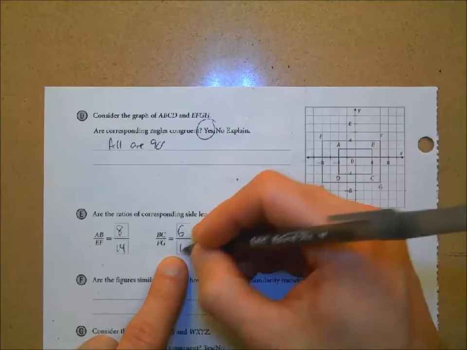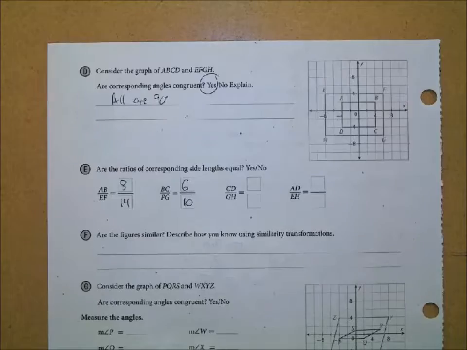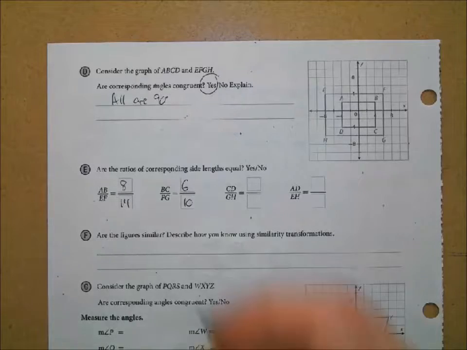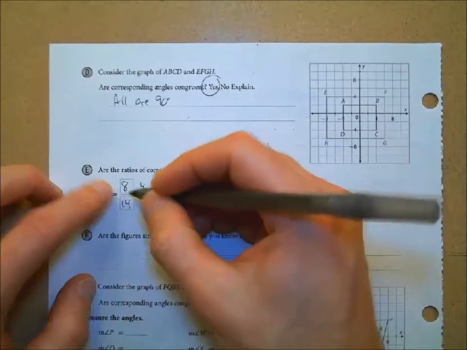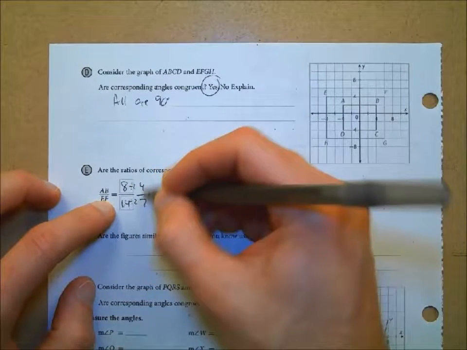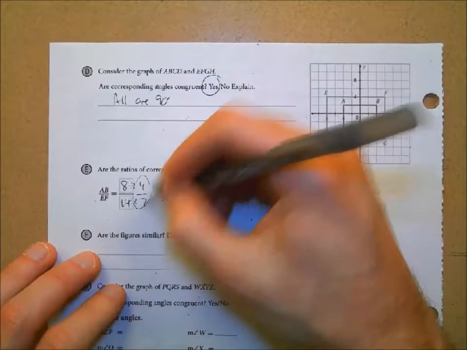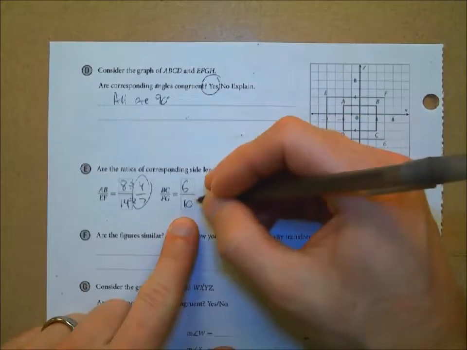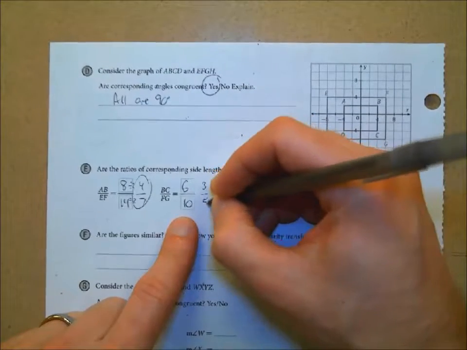Okay, so let's just pause right there. 8 over 14, what does that simplify to be? 4/7, right? You can divide 8 by 2 and divide 14 by 2. You get 4/7. Does 4/7 simplify anymore? Nope, so that's our ratio there. What about 6 over 10? Can we simplify that? 3/5. Does 3/5 simplify anymore? No.